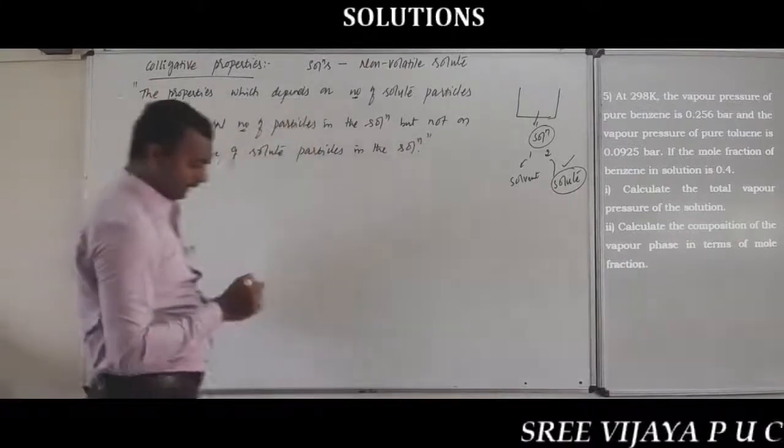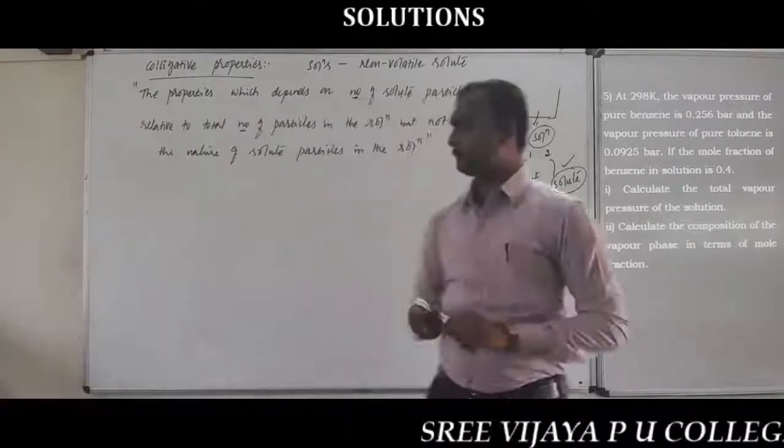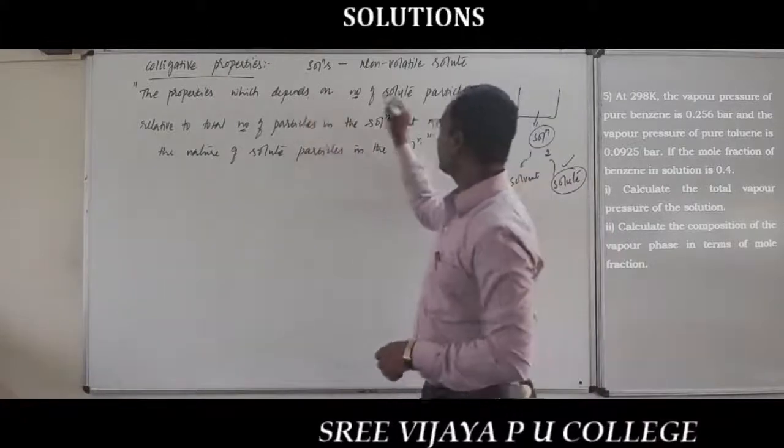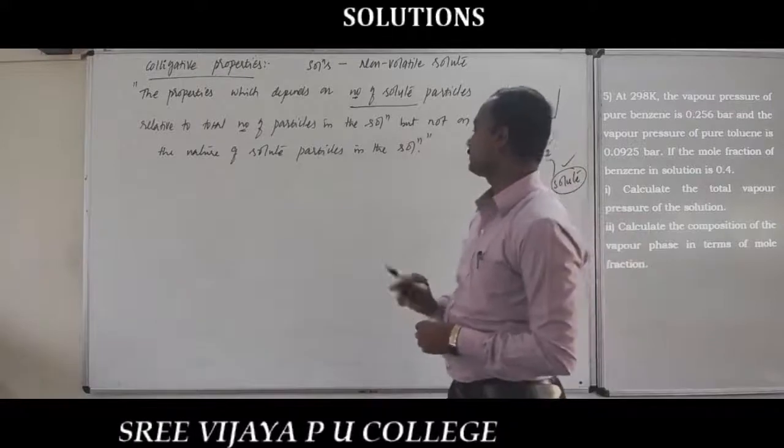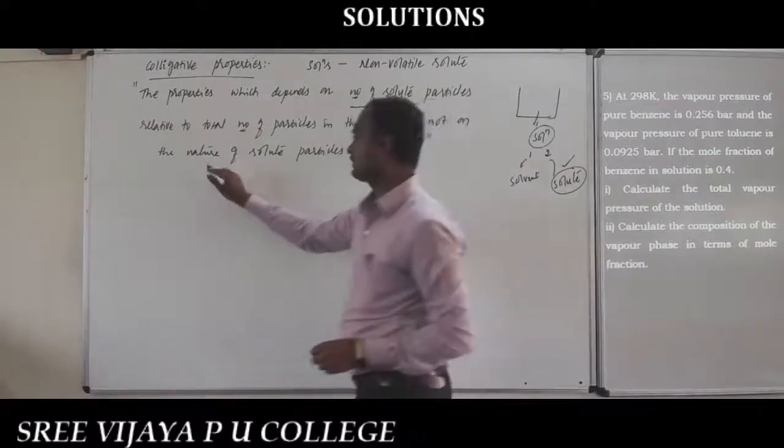What are colligative properties? Colligative properties are properties which depend on the number of solute particles relative to the total number of particles in a solution, but not on the nature of the solute particles.